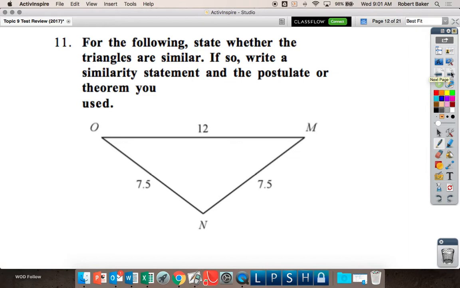Huh? Did I miss the triangle somewhere? Number 11. For the following statement, state whether the triangles are similar. Where's the other triangle? I think it's a mistake. So guess what? Yay. Skip it.